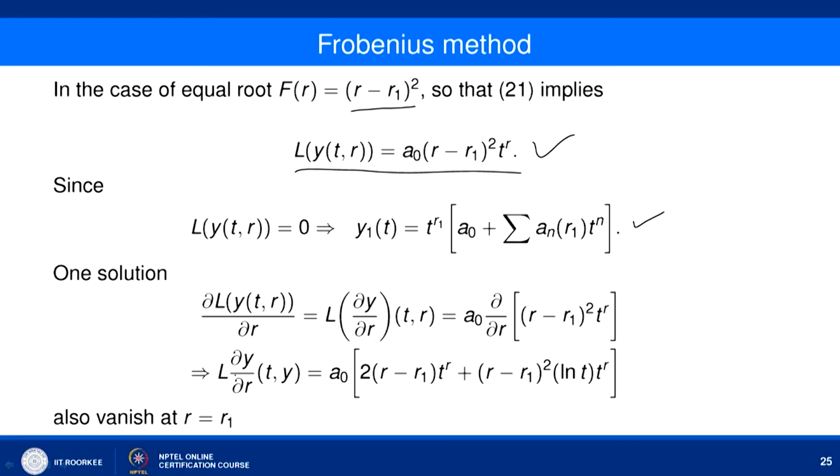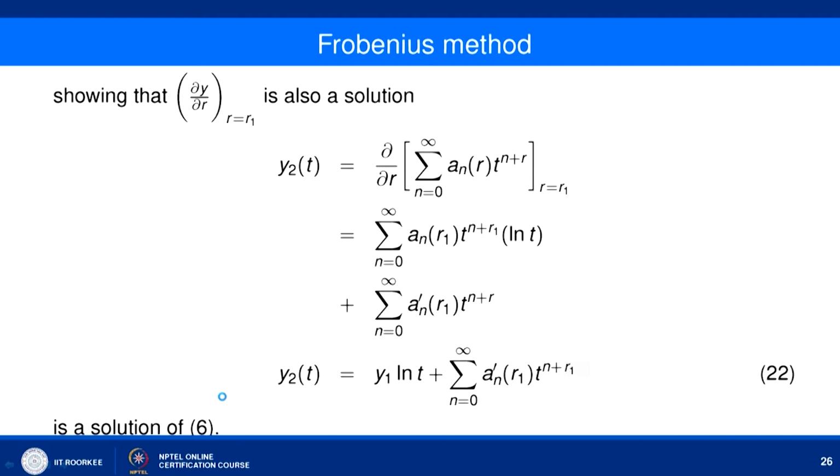So, here we have L of ∂/∂r of ty is equal to a naught 2 r minus r1 t to the power plus r minus r1 square ln t to the power. And if you put r equal to r1, then the right hand side is equal to 0. So, it means that ∂/∂r at r equal to r1 will give you a second solution. So, how to find the second solution? ∂/∂r at r equal to r1 is also a solution.